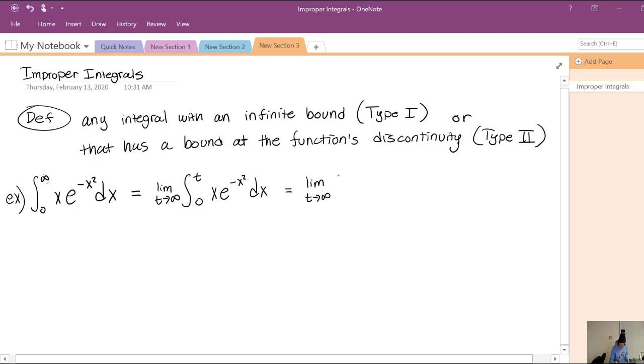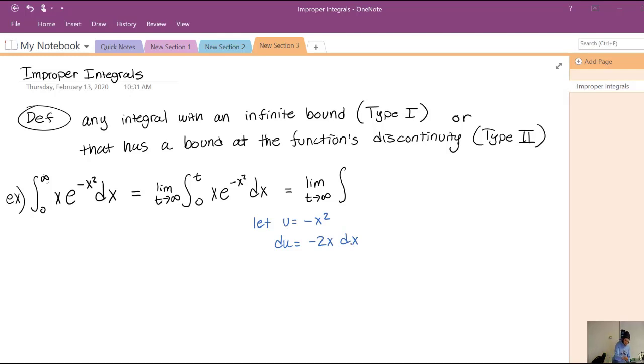Okay. And does anyone know how we'd solve this integral? Use substitution. Right. It's a good choice. Where u should equal what? Negative x squared. Good. So therefore, du should be what? Negative 2x dx. And then, if we arrange this a bit, we have dx is negative 1 over 2x times du.